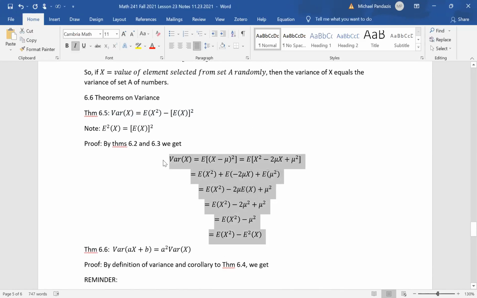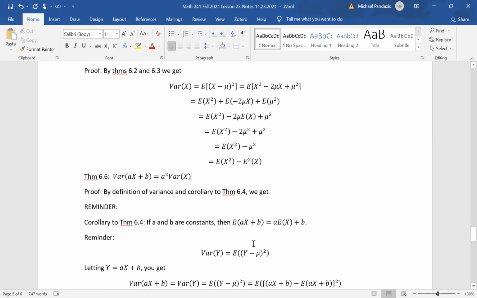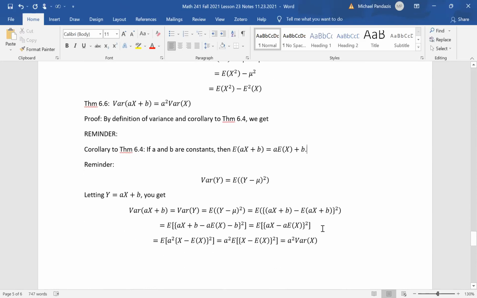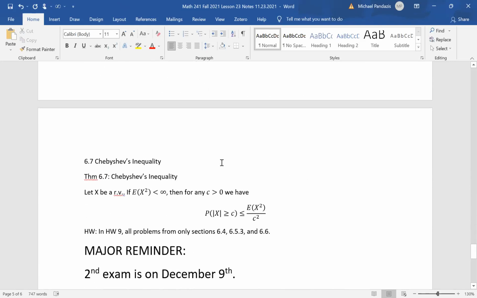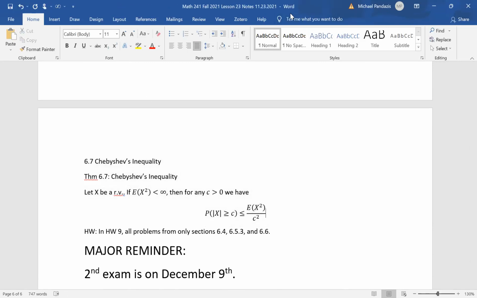This is a proof that the variance of X is equal to E of X squared minus E squared of X. We also had the theorem of variance of aX plus b equals a squared variance of X. And we also have this corollary that E of aX plus b equals a times E of X plus b. And this is a proof of this formula here. So we had a few formulas on variance and expected value, and we ended with Chebyshev's inequality. So I'm going to start by just copying and bringing this over to the next lesson.